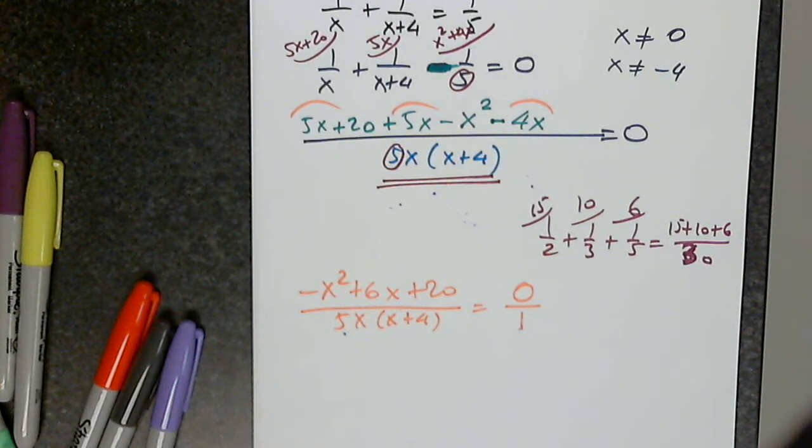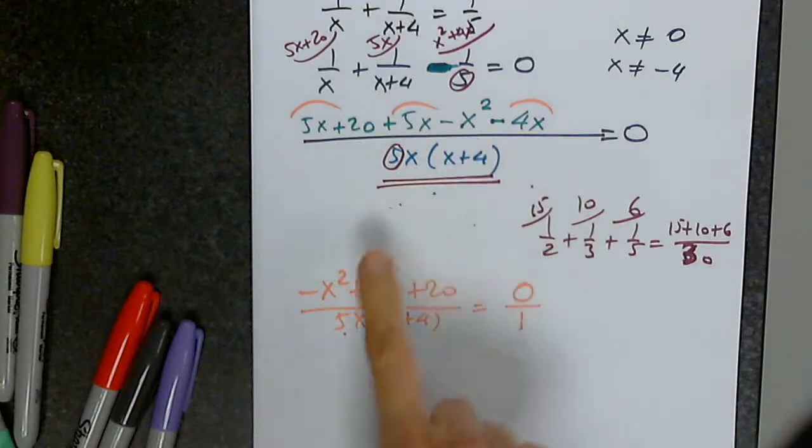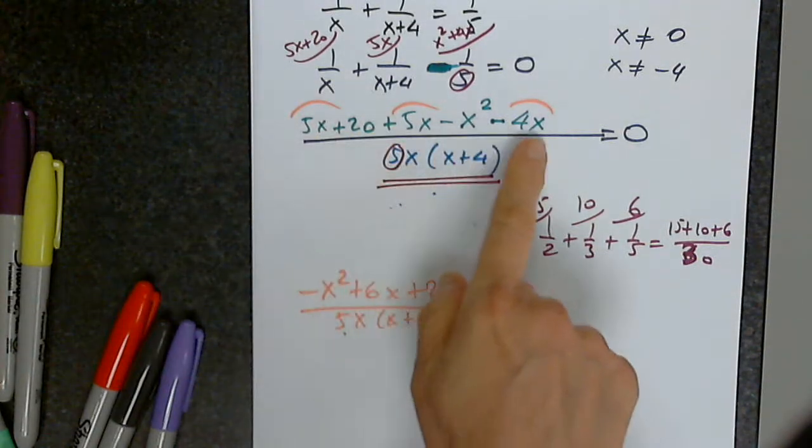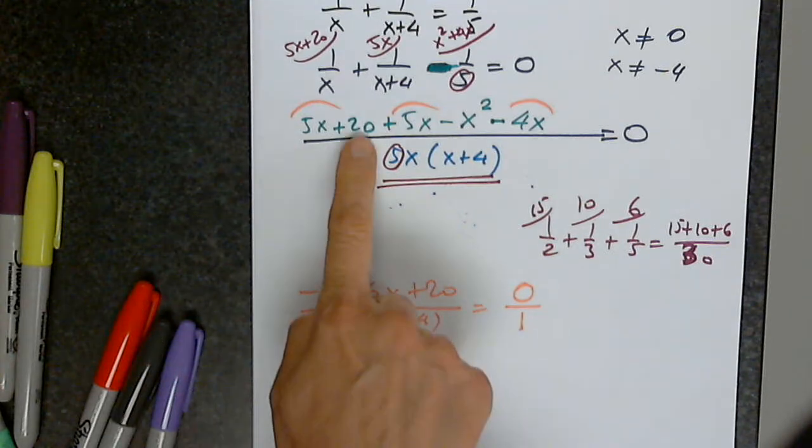Is this okay? Please let me know if you have any questions, anytime. It says x squared plus what? I can't see at the top. I copied negative x squared here. I have 10 minus 4, which is 6x. And then I copied 20.